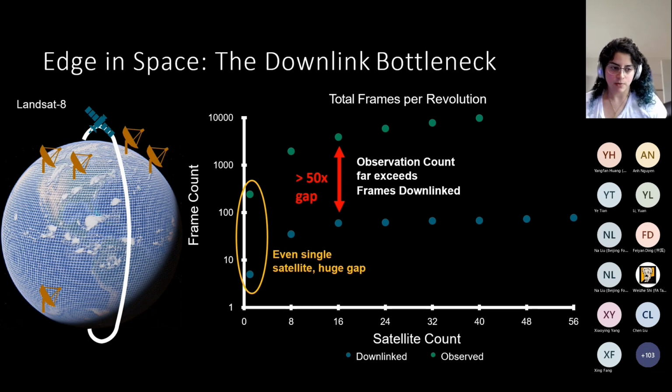So on this chart here, what you can see is we took the Landsat 8 satellite, which is currently one of the well-known satellites taking imagery, and we just scaled what would happen if we had bigger and bigger constellations of this particular type of satellite. And as you can see, even for a single satellite, there's a huge gap between what the satellite can observe, meaning what it actually goes over on the Earth and could capture potentially, versus what it is downlinking today. And because of this limitation, these satellites are even more selective as to what they observe, and they just don't collect the data in the first place.